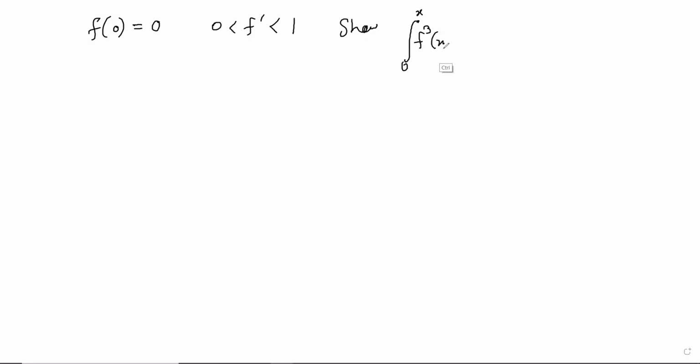So yeah, this will not be x. It will be t dt. F is not a polynomial. This is f cubed. This is f into f times f times f. And we want to show that this is less than. So this is the first question.